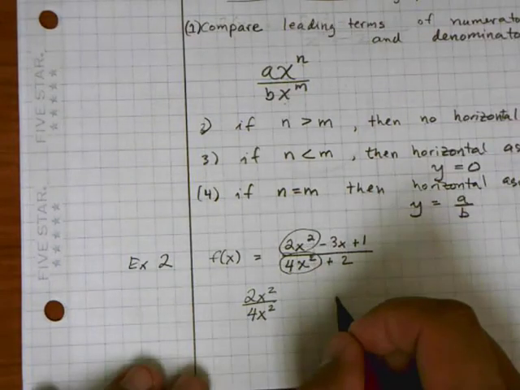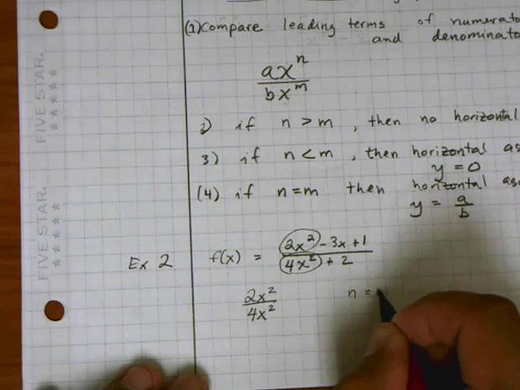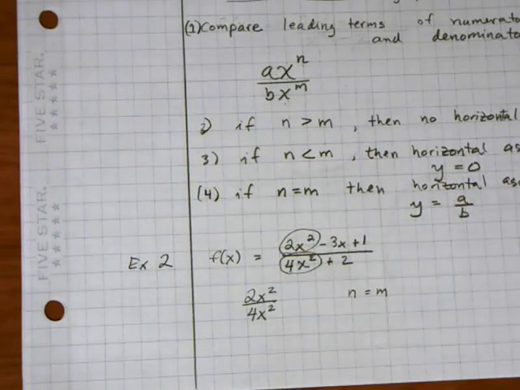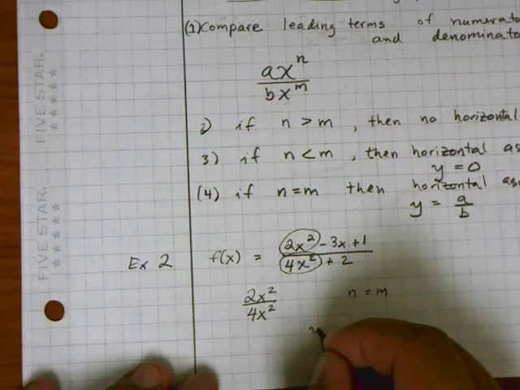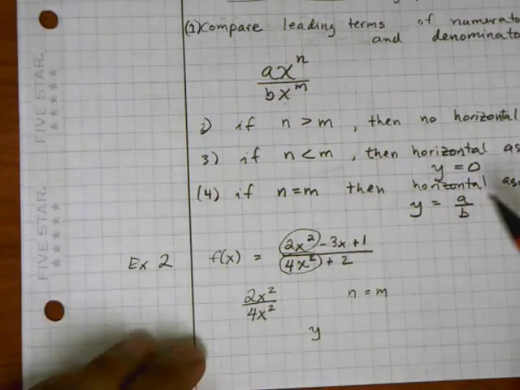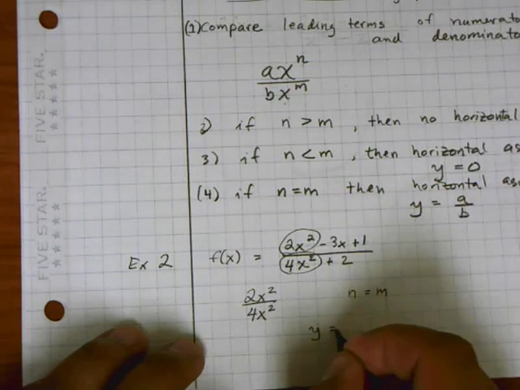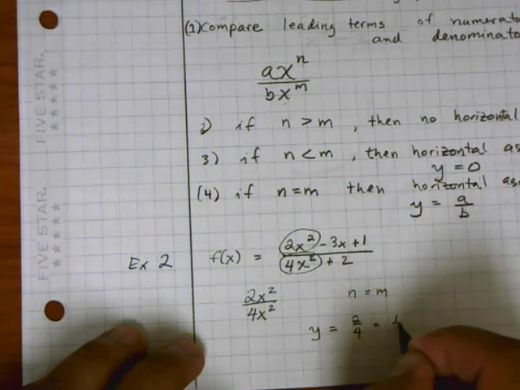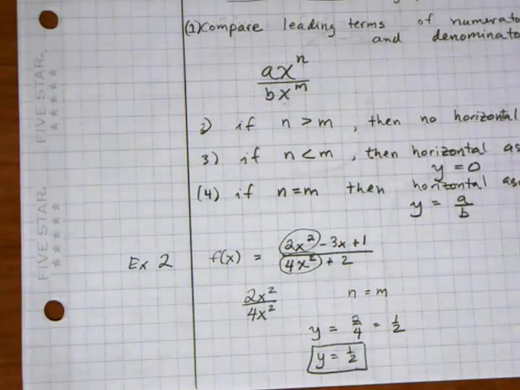And so because n equals m, the power on the top and the power on the bottom is equal, then the horizontal asymptote is going to be the coefficient. See, this is the last rule right here. We look at the two coefficients. So the horizontal asymptote is going to be 2 over 4, or y equals 1/2. And that's going to be our horizontal asymptote.